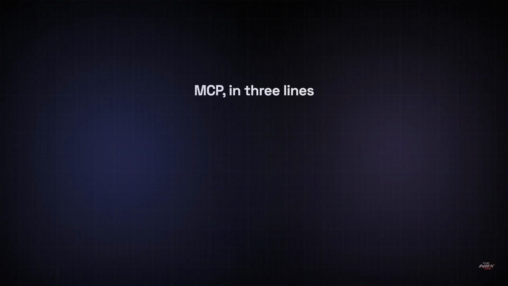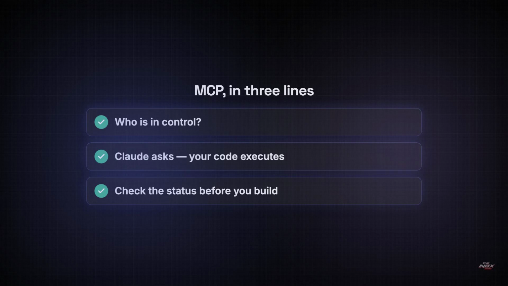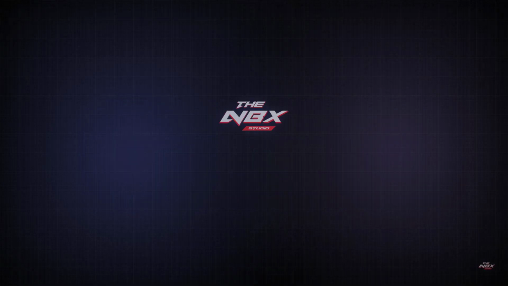Three lines for the whole protocol. Ask who is in control, and the primitive names itself. Claude asks, and your code executes, always. And check the spec status before you build, because three of the features you just learned are already on their way out. That's the course.